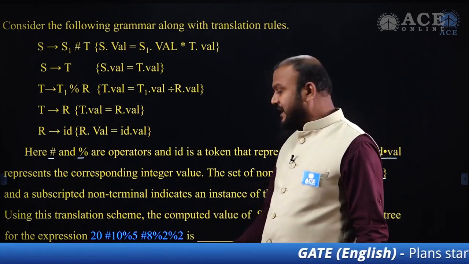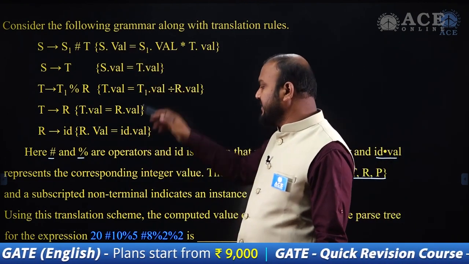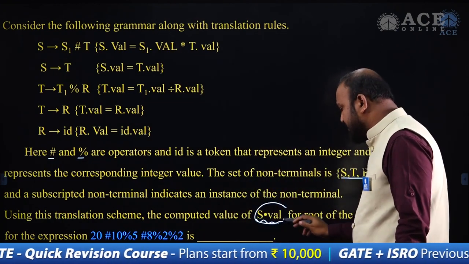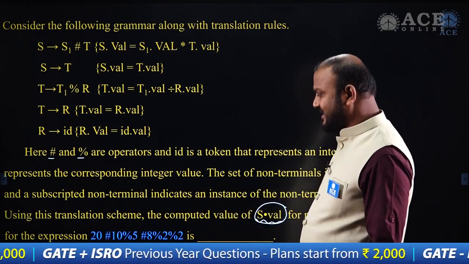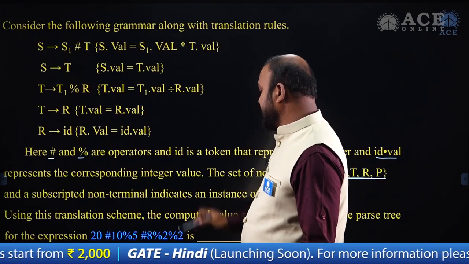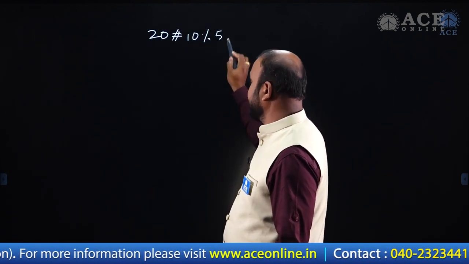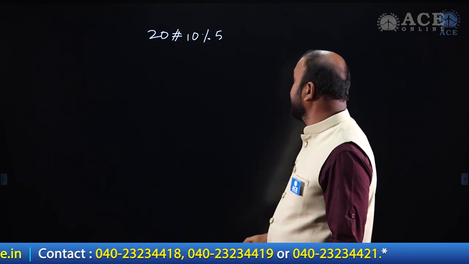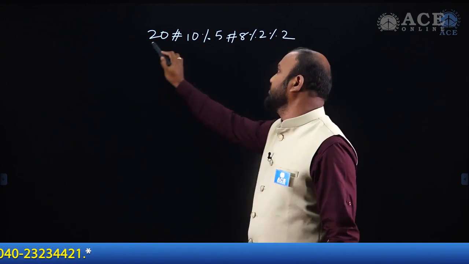Okay, how to do this? We have to construct a parse tree for this input sentence using the grammar. Next, we have to evaluate the parse tree according to the translation rules and find S dot val for the root of the parse tree. Let me copy this input sentence into my next slide. 20 hash 10 percentile 5 hash 8 percentile 2 percentile 2. This is the input sentence.